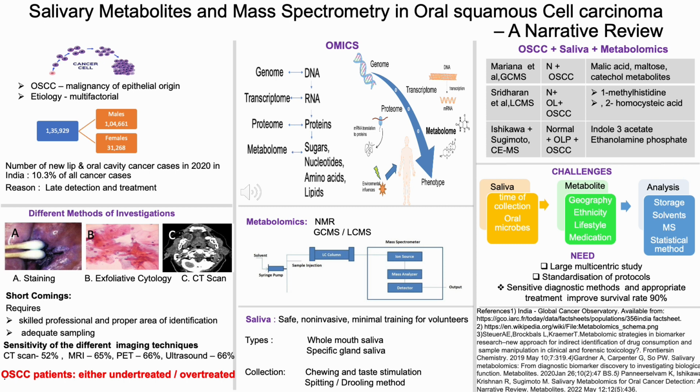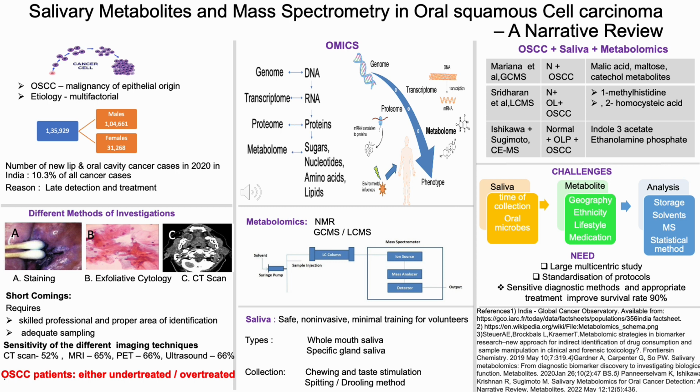Salivary metabolomics is used in the study of oral squamous cell carcinoma. Mariana et al. used GCMS to identify metabolites to differentiate between normal and oral squamous cell carcinoma. Malic acid, maltose and other molecules were identified to differentiate between the groups. Similarly, Sridharan et al. used LCMS in an Indian population to differentiate between normal and potentially malignant cases like oral leukoplakia and also oral squamous cell carcinoma. They identified molecules like 1-methylhistidine that can be used to differentiate.